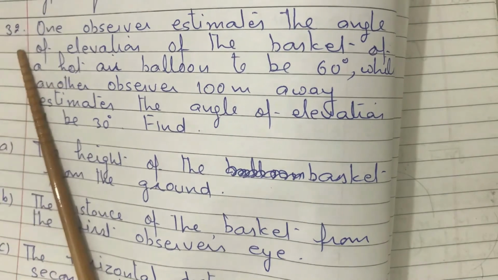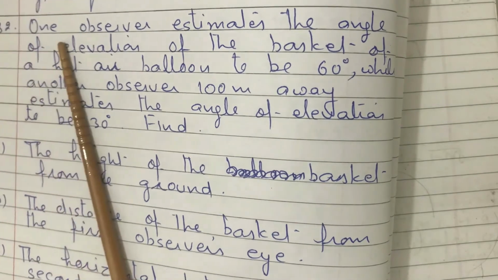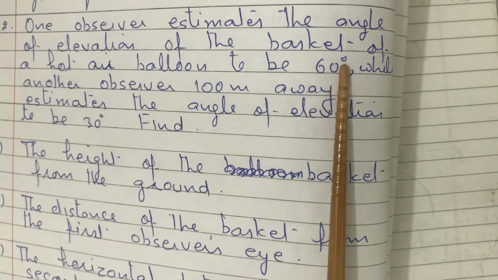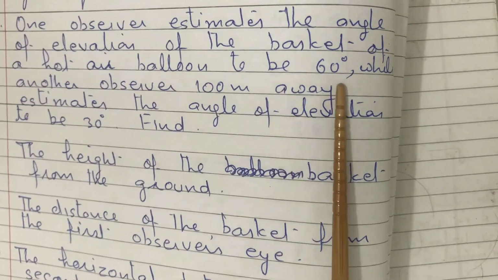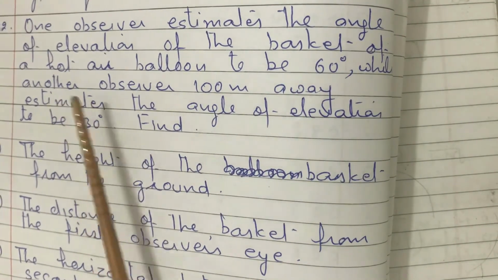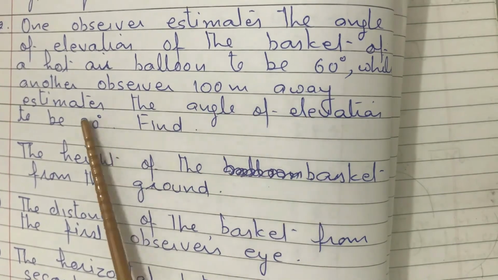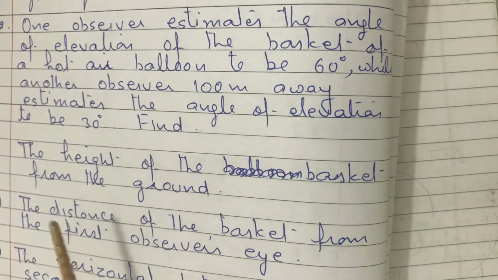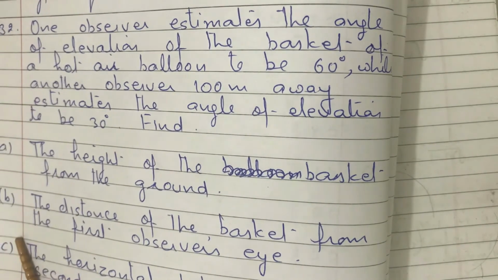Now this is question number 32. One observer estimates the angle of elevation of the basket of a hot air balloon to be 60 degrees, while another observer 100 meters away estimates the angle of elevation to be 30 degrees. You have to answer three questions.